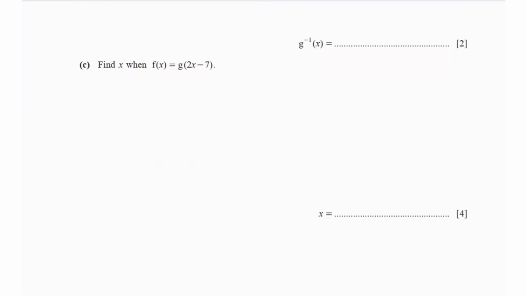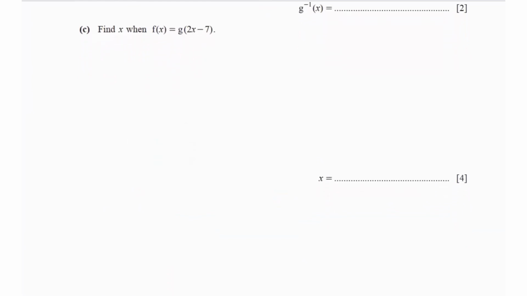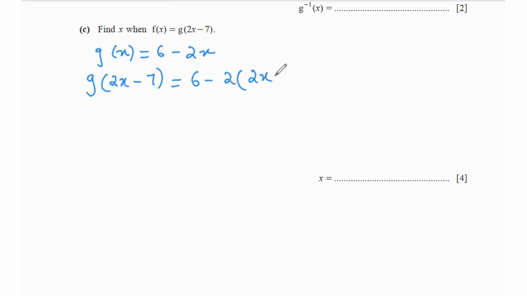Find x when f of x equals g of 2x minus 7. So we know that g of x is basically equal to 6 minus 2x. So g of 2x minus 7 would be 6 minus 2 times 2x minus 7. That's 6 minus 4x plus 14, and that's 20 minus 4x. That is g of 2x minus 7.